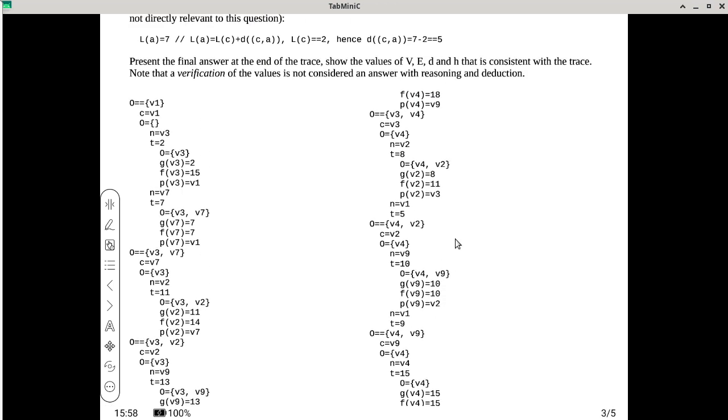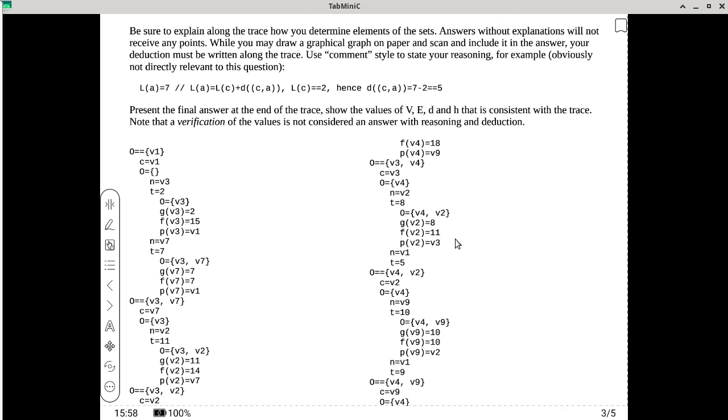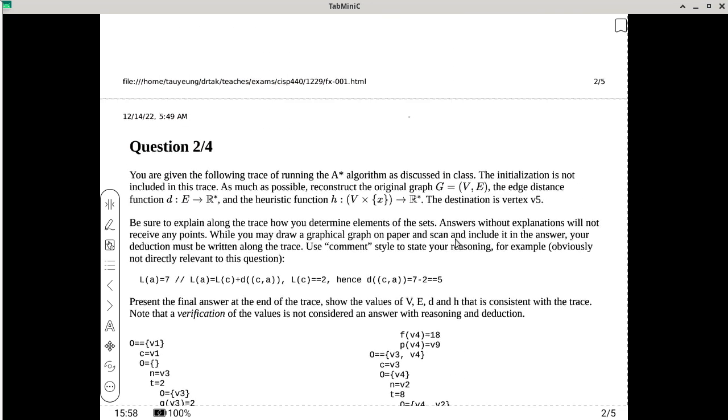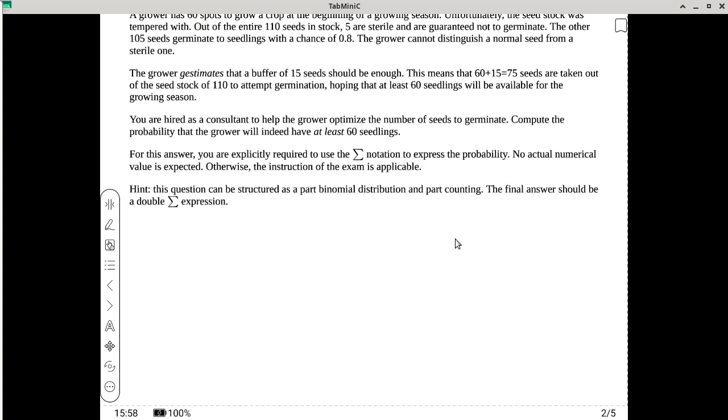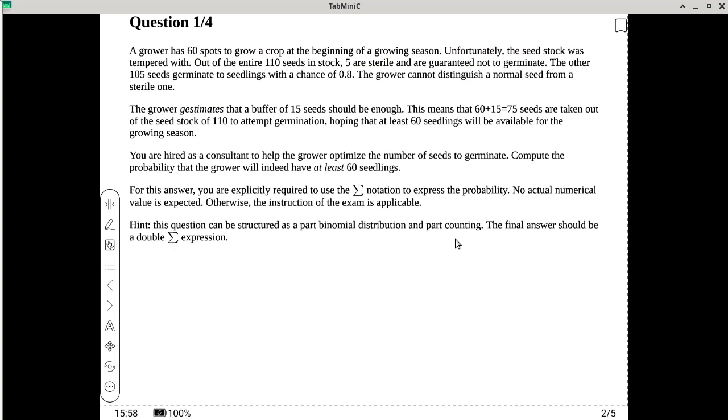This is the A star algorithm where I give you the trace and then you have to tell me how the graph is actually constructed originally. So this is the reverse. I don't give you the actual distances or the heuristic value. I give you the actual trace itself and you have to work backwards to figure out the distances and the heuristic values. And then we have question number one, which is also a probability thing, which is based on a farmer trying to grow a crop of something, and it's based on germination rate of the seeds and so on.